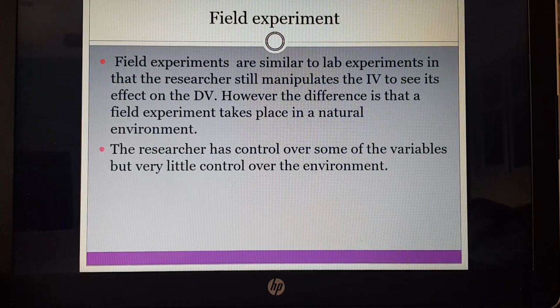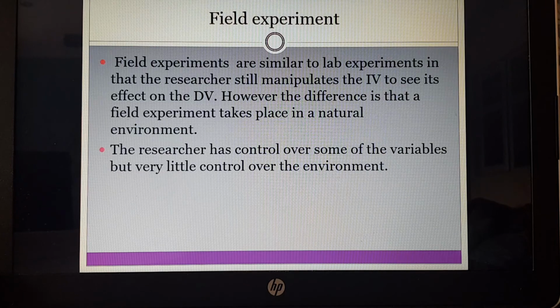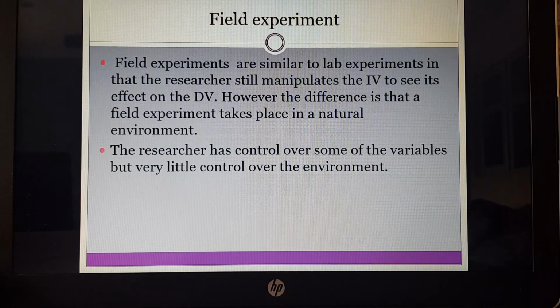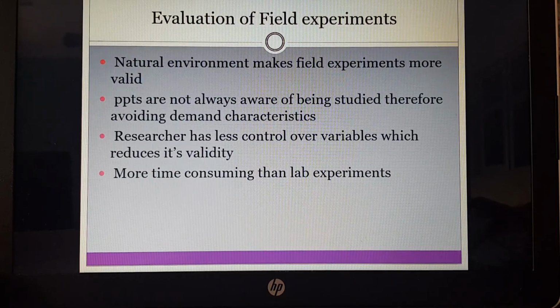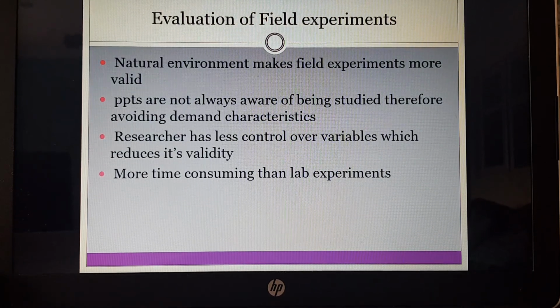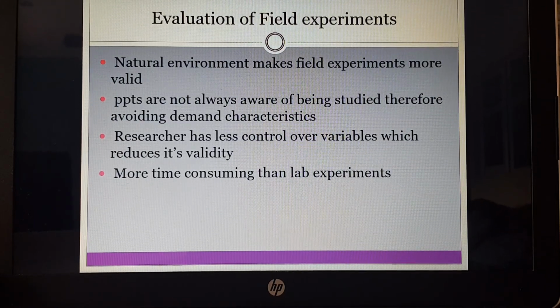So the researcher does still have some control over the variables, but unlike a lab experiment, there's not very much control over the environmental factors in the field experiment. And finally, the evaluation. A field experiment makes a study more valid, I guess, because of the natural environment, and participants' behaviour is most likely going to remain the same.